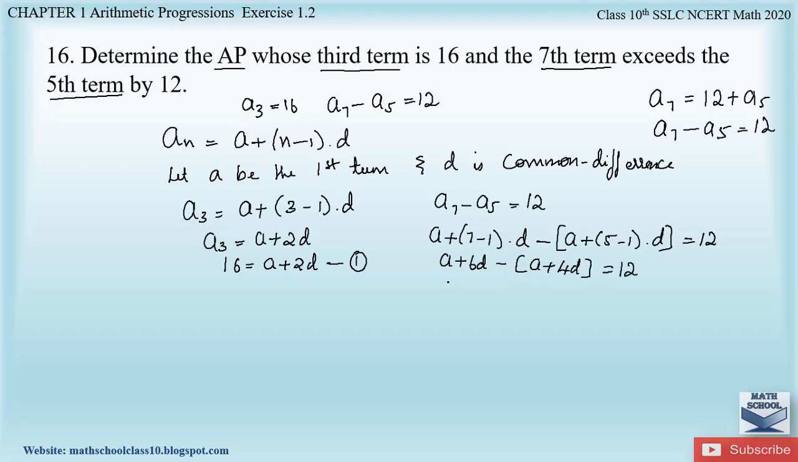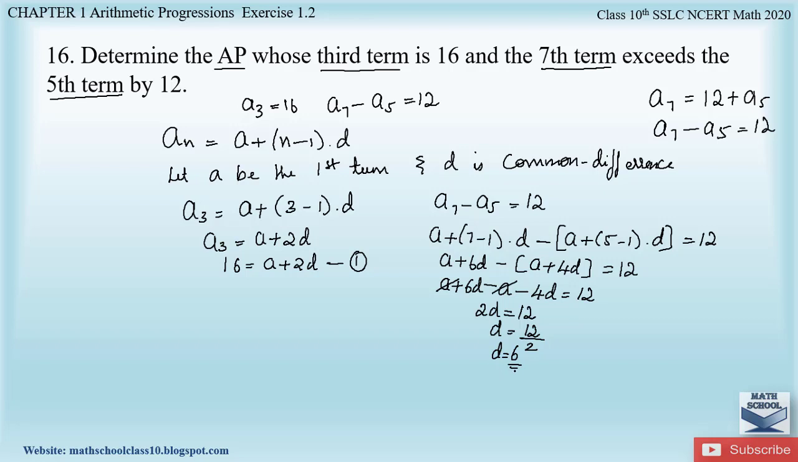So let us remove the brackets now. We get a plus 6d, and removing the bracket, we get minus a, minus into plus is minus 4d, is equal to 12. Here plus a and minus a will get cancelled. So 6d minus 4d is 2d is equal to 12, or d is equal to 12 by 2, that is d is equal to 6. So we got the d value here.